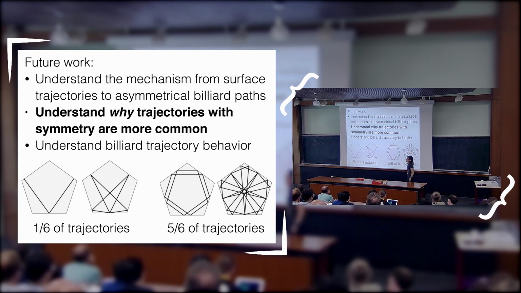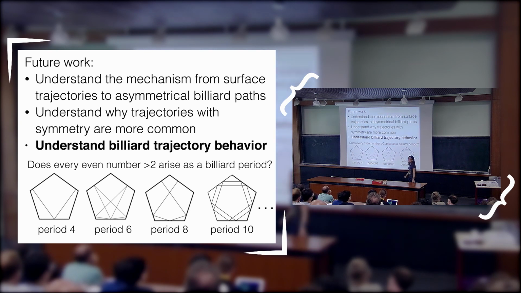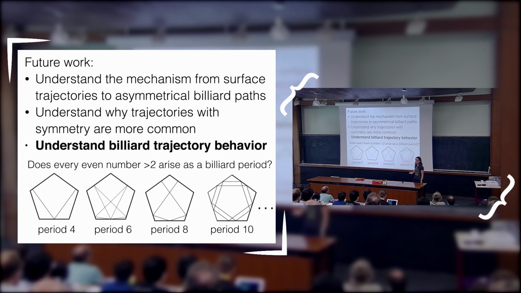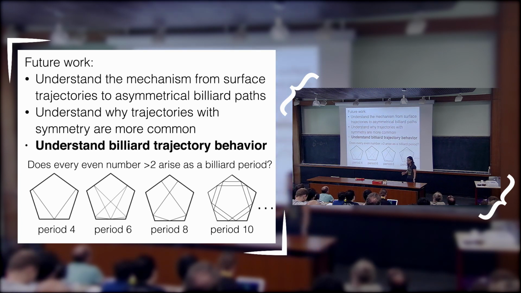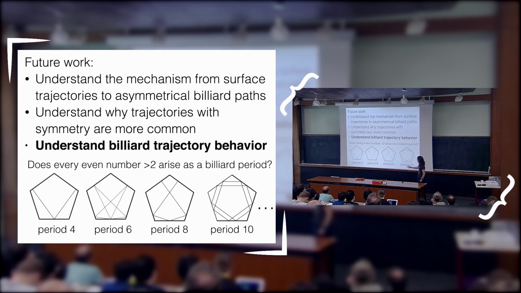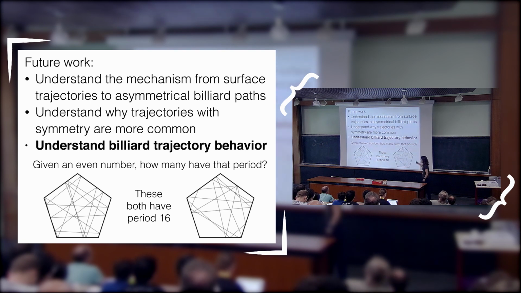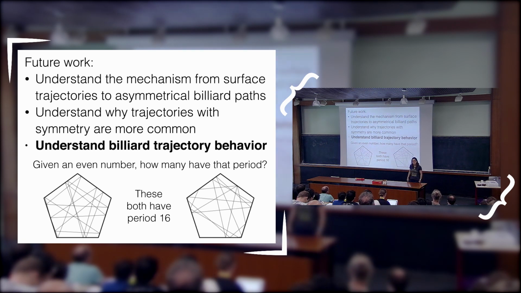And then the last thing that we'd like to do is just understand billiard trajectory behavior. So for instance, every periodic billiard trajectory has an even period. So which even numbers arise as a period in the pentagon? We've proved that every multiple of 10 arises as a symmetric billiard trajectory period. So that's good. But how about, does every even number greater than 2 arise? Here's 4 through 10, but we'd like to understand that. And if so, why? And then also, given an even number, how many of them have that period? So what's the growth rate of these numbers?